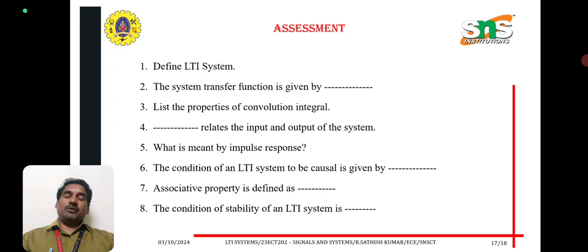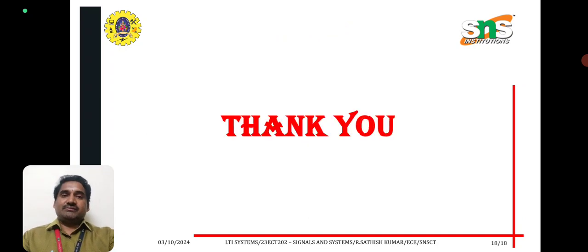Associative property is defined as x of t convolved with h1 of t, again convolved with h2 of t, which is equal to x of t convolved with h1 of t convolved with h2 of t. The condition for stability of an LTI system is that the summation over k from minus infinity to plus infinity of the absolute value of h of k should be less than infinity. Thank you.